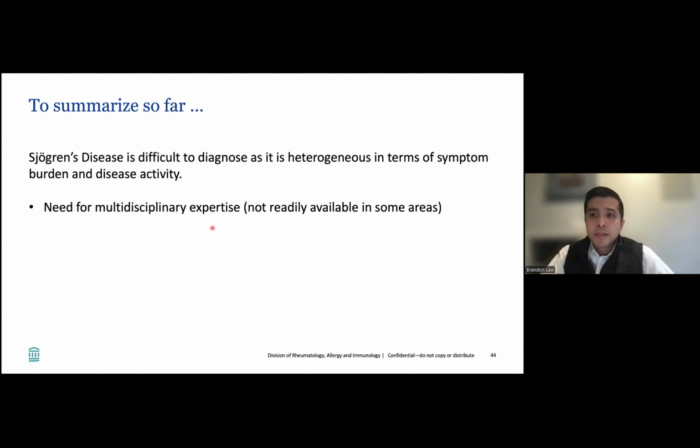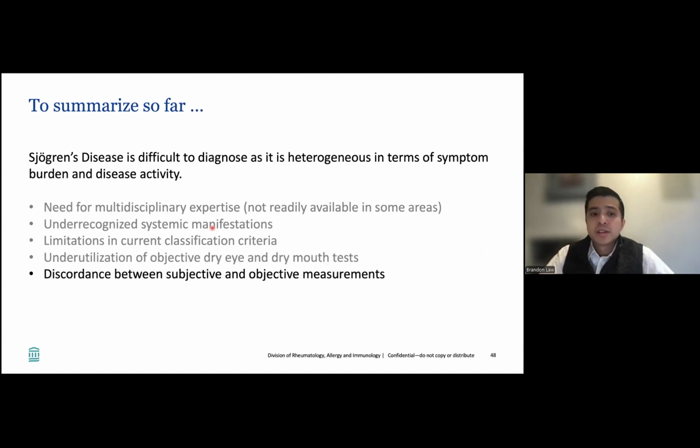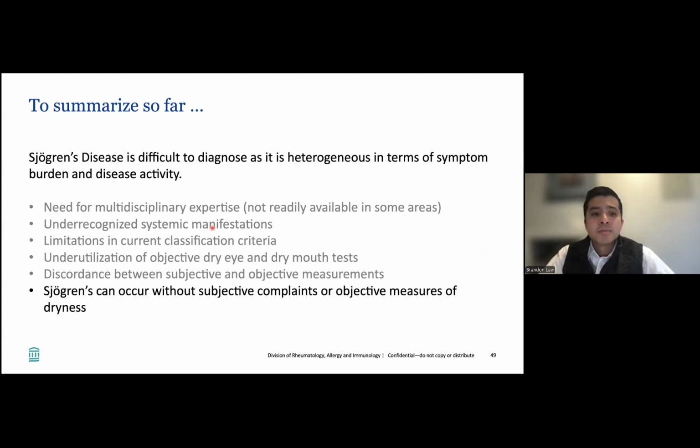But it's been a little bit hard to diagnose sometimes because of the multidisciplinary expertise that's oftentimes needed. Systemic manifestations are often under-recognized. There are limitations with current classification criteria, as in the example that I showed. There's underutilization of dry eye and dry mouth tests, as shown by that Mayo Clinic study, and discordance between subjective and objective measurements sometimes. And Sjogren's can occur even before prominent complaints of dryness are apparent for the patient or the clinician.